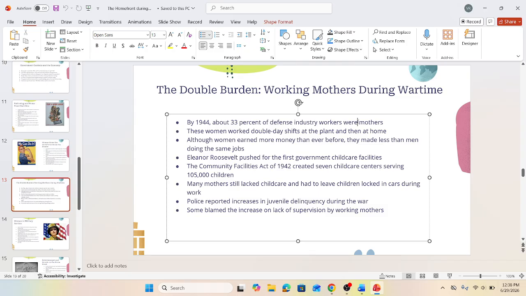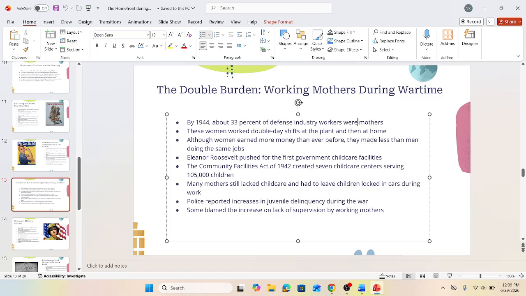But as I mentioned, many of these people were also mothers. So 33% of the people working were moms. These women worked double shifts at the plants and then at home. And although they earned more money than they ever had before, they were still paid less than the men. And so First Lady Eleanor Roosevelt pushed for the first government child care facilities. And in 1942, the Community Facilities Act was passed, which created 7 child care centers serving 105,000 children.